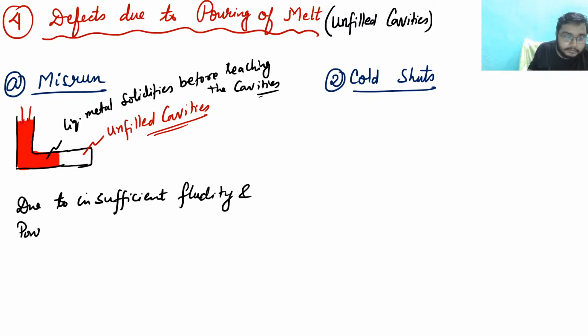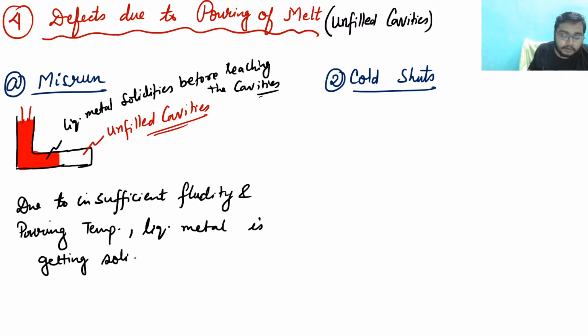and pouring temperature. If the temperature of my molten metal becomes very low, it gets cold, then it will already solidify. So this is also a reason. So due to the insufficient fluidity and pouring temperature, my liquid metal is getting solidified before reaching the cavity. Clear?